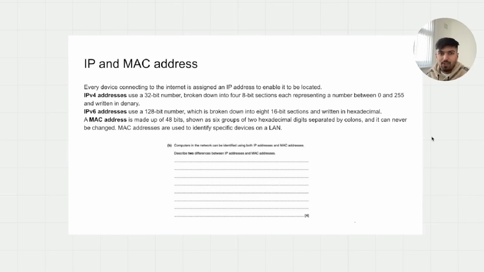What's the difference between an IP address and a MAC address? Every device connected to the internet is assigned a unique IP address to enable it to be located in the network. IPv4 used 32 bits broken down into 4 8-bit sections, each representing a number between 0 and 255. IPv6 uses a 128-bit number, which is broken down into 8 16-bit sections and written in hexadecimal. A MAC address is 48 bits and is used on the specific hardware side of things and cannot be changed. Once it's set, it's set. And that's basically what you would say in this question here.